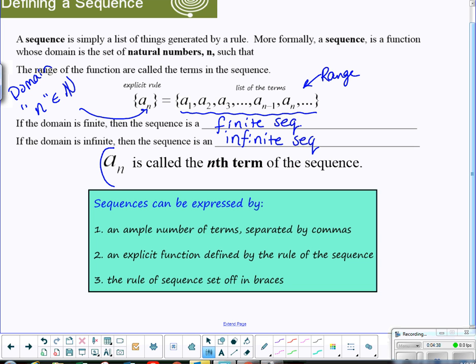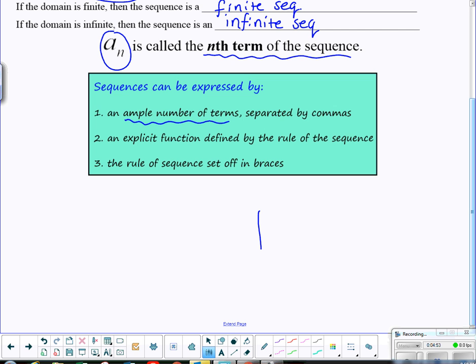a sub n is called the nth term of the sequence. Sequences can be expressed by just a listing of the terms. We'd separate them by commas. You may be familiar with some things where we add values together. That is referred to as a series.